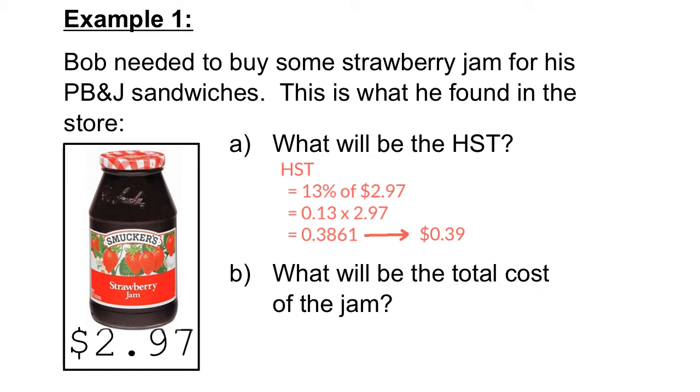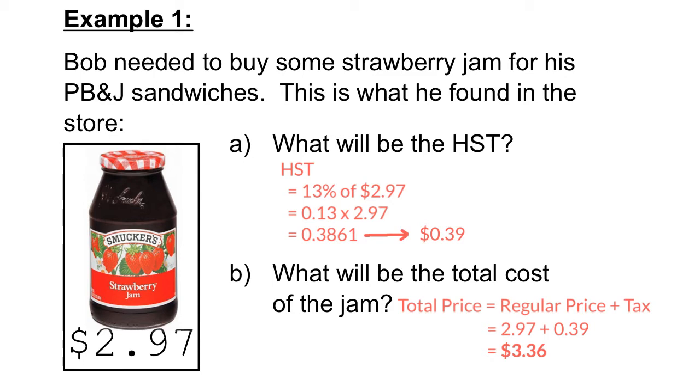What will be the total cost of the jam? Well, the regular price is $2.97. Tax is 39 cents. Tax gets added on to the regular price. So total price equals regular price plus tax. The regular price is $2.97, and the tax is 39 cents. We figured that out here. So when I add those numbers together, I get $3.36. So the total cost of the jam will be $3.36.